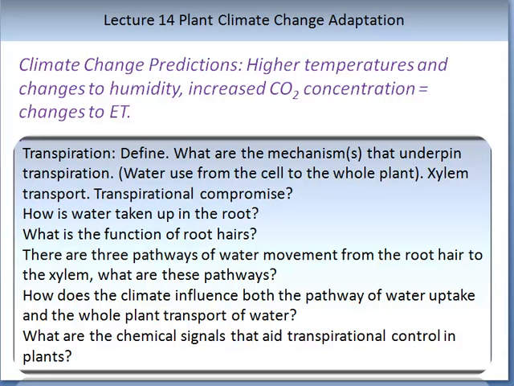How is water taken up by the roots? What are the functions of the root hairs? What are the pathways from root hair to xylem? Can you name them? Can you describe them? How does the climate influence both the pathway of water uptake and the whole plant transpiration of water? We have just talked about CO2 concentrations. But if you have higher temperatures and changes to humidity, how might this impact on transpiration rates? What are the chemical signals that aid transpiration control in plants?